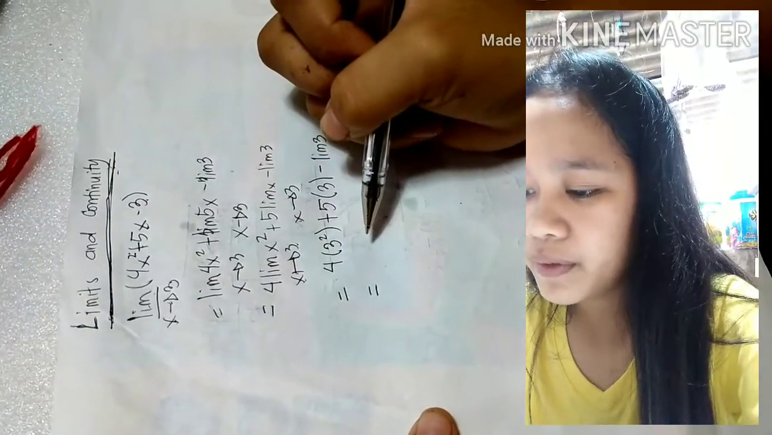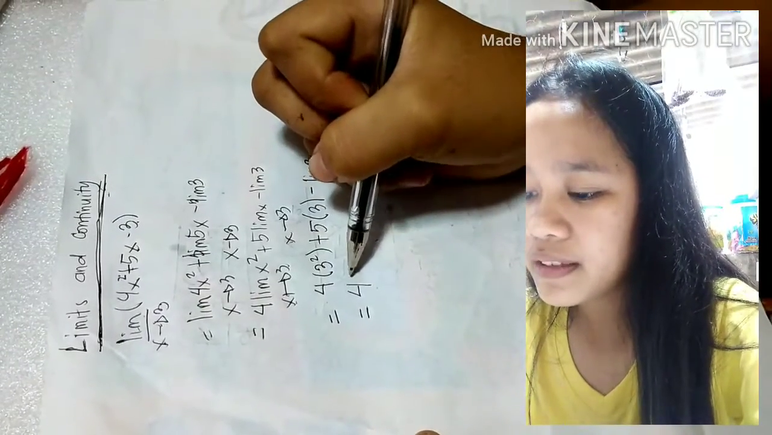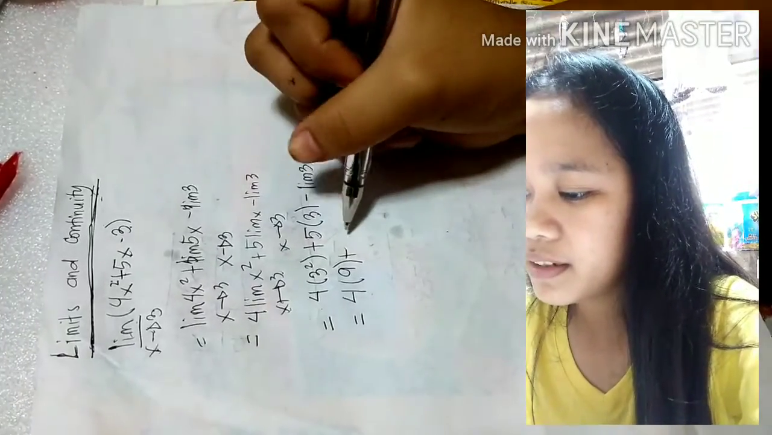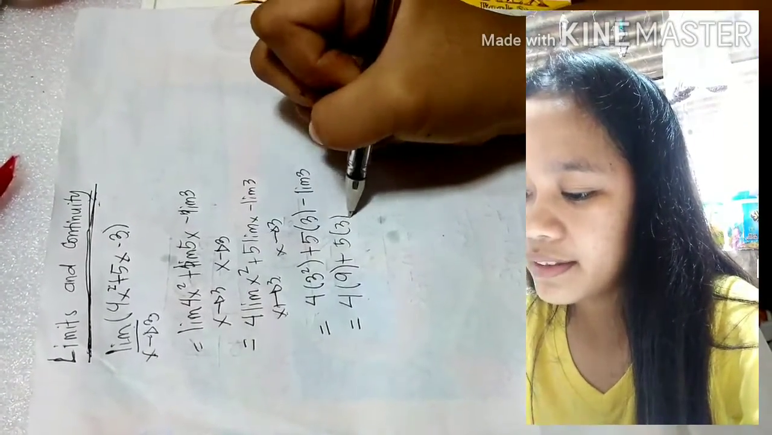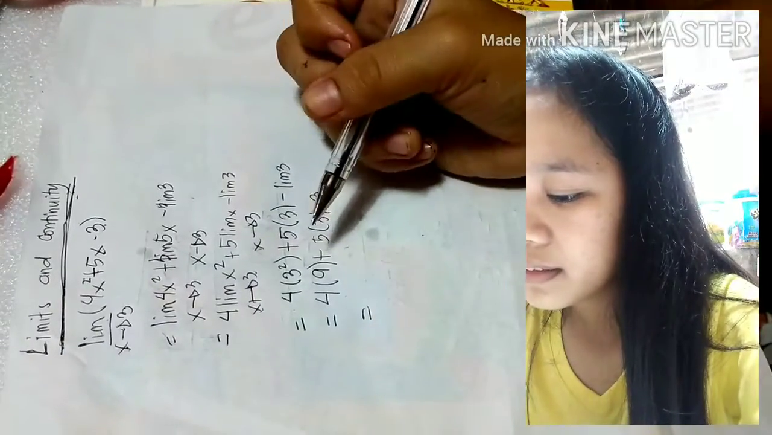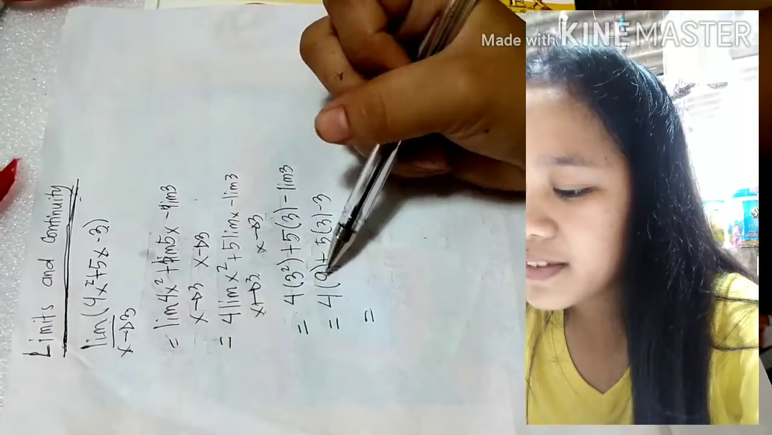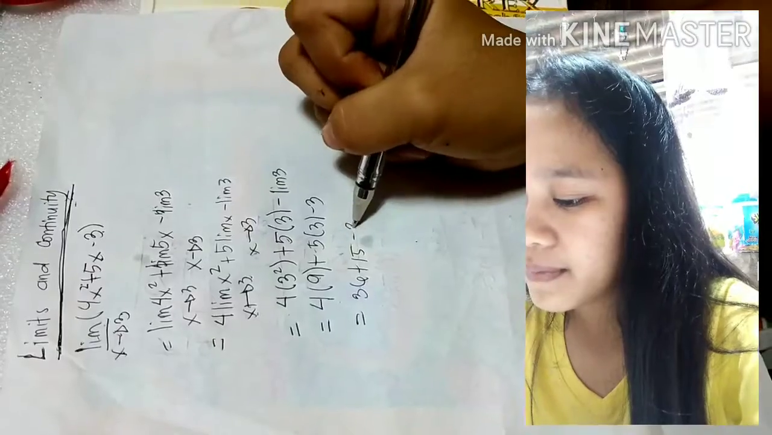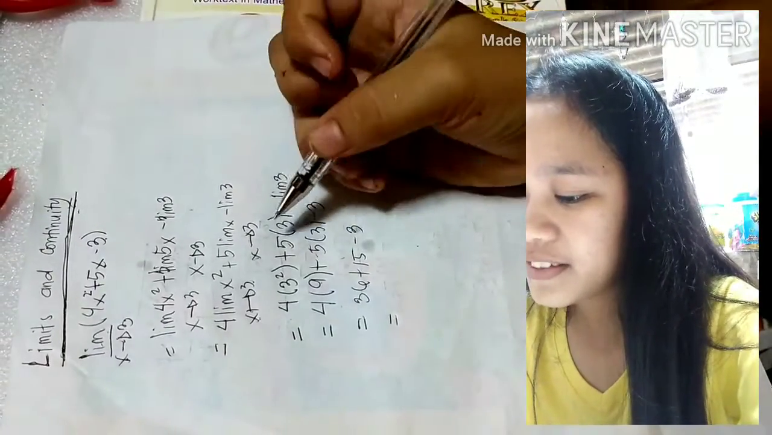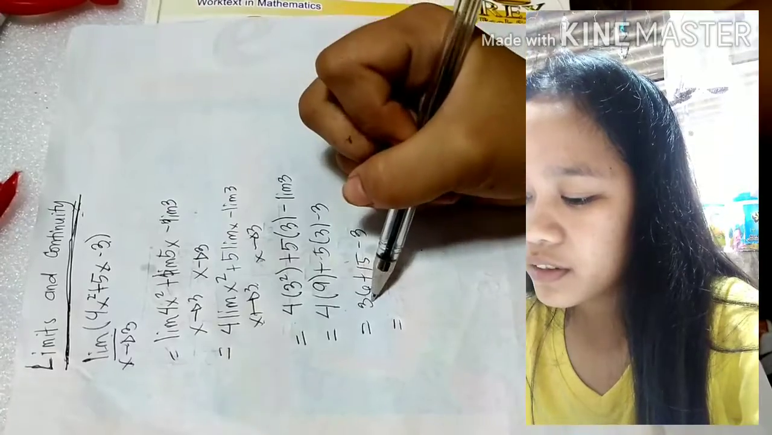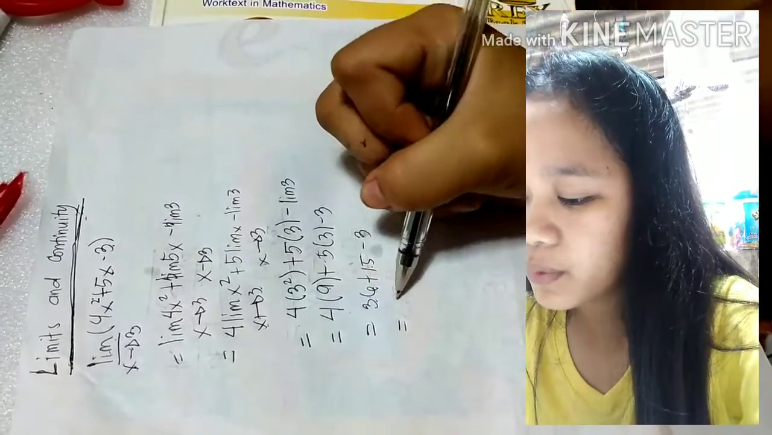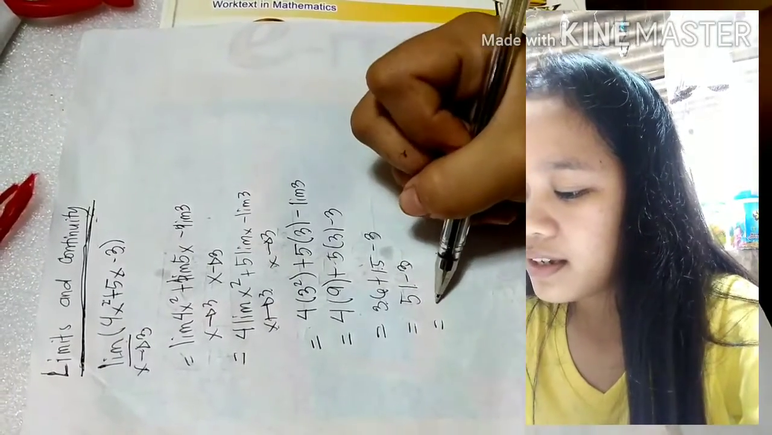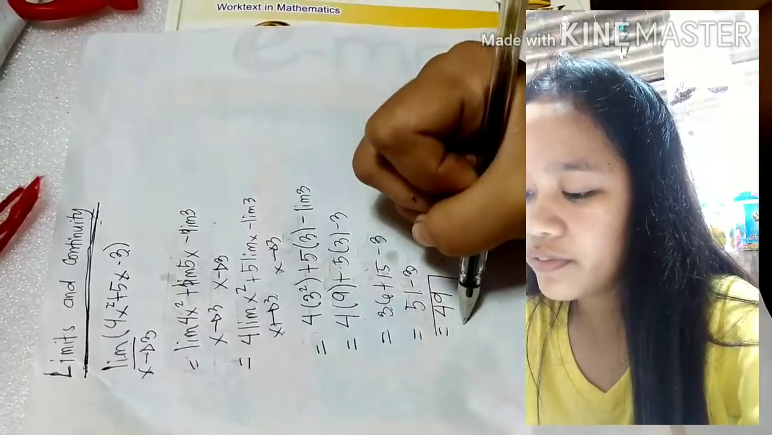So, we're going to multiply the numbers with exponents. So, 4 times 3 squared is equal to 9, plus 5 times 3 minus 3. And then, we're going to multiply the numbers with parentheses. So, 4 times 9 is equal to 36, plus 15 minus 3. And then, we'll add the positive numbers. So, 36 plus 15 is equal to 51, then minus 3. And then, lastly, 51 minus 3 is equal to 49. So, the final answer is 49.